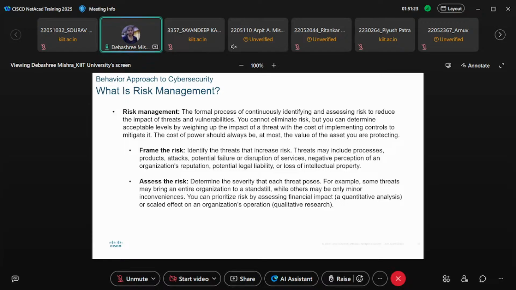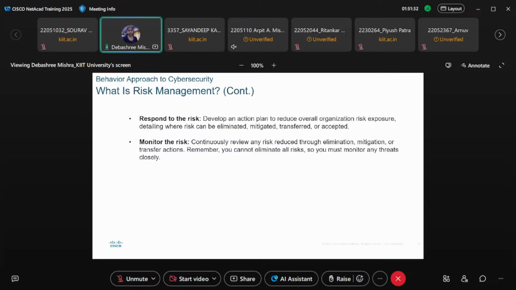Next is to respond to the risk. So what are the things you need to take into action? You need to plan so that it can reduce the overall risk of the organization being exposed to any kind of threat, so that we can eliminate the risk, we can mitigate, we can transfer or accept. These are the kinds of things you can do.